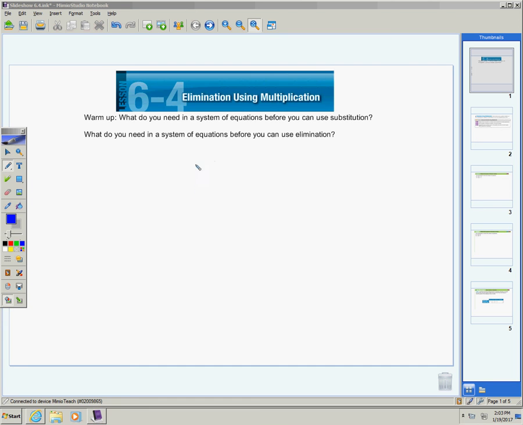Talking about elimination using multiplication. And for the warm-up, I want you to think about these two questions. What did you need in a system of equations before you used substitution? So for substitution, we needed a variable by itself.